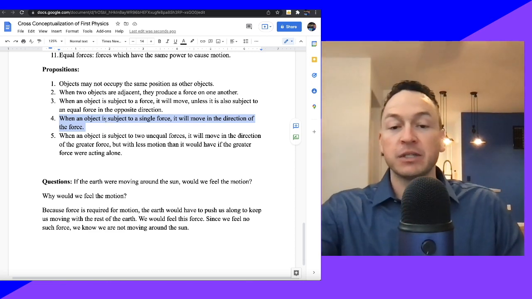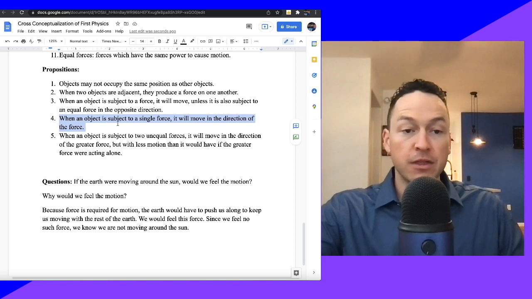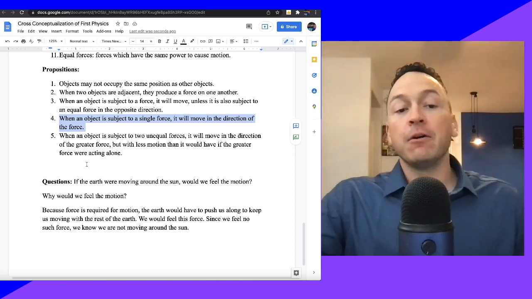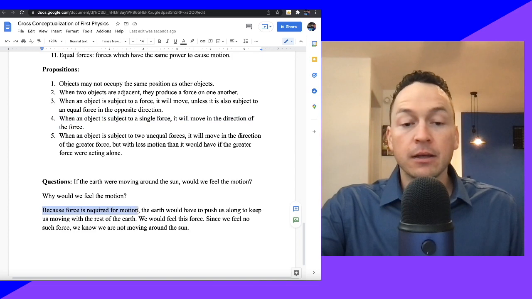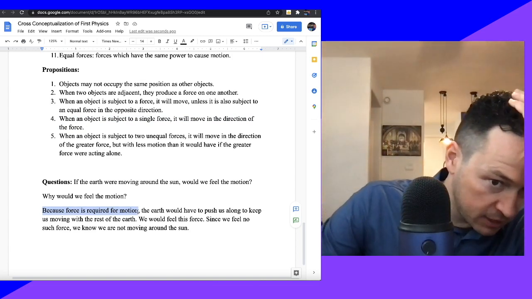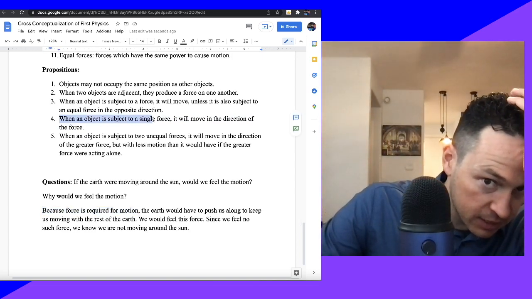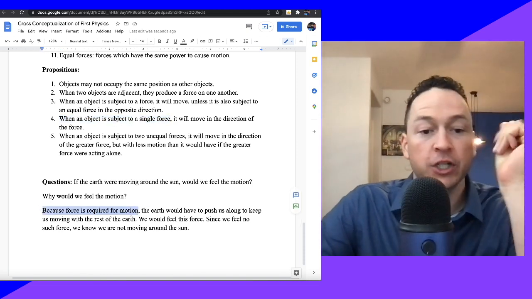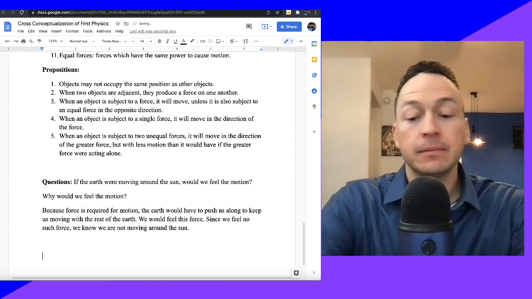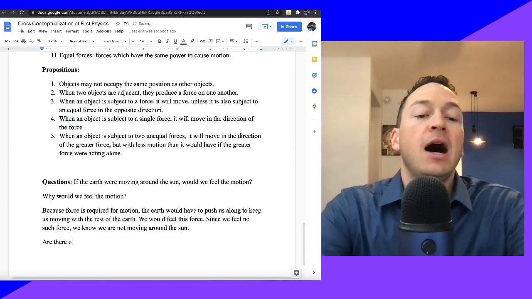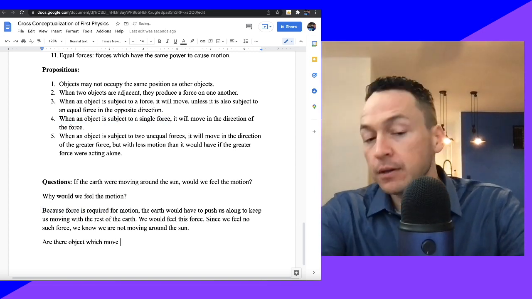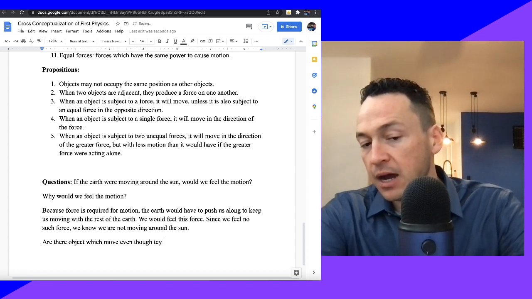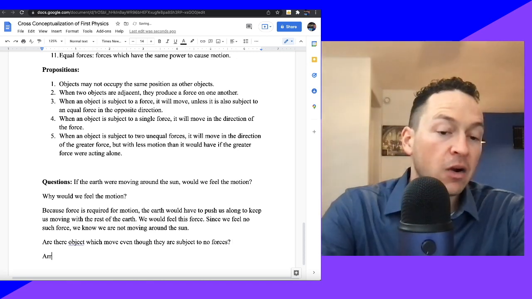When an object is subject to a single force, it will move in the direction of the force. Okay, now, this is not the same statement as this, says Galileo. Okay, fine, but is it true? Is force required for motion? Okay, well, here's a question. Are there objects which move even though they are subject to no forces? Arrows.